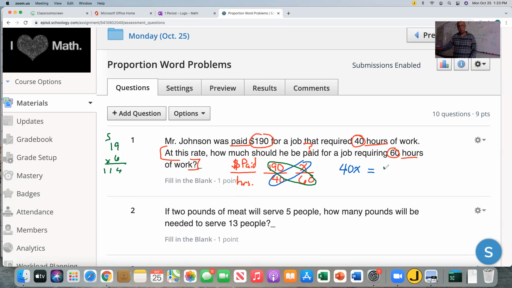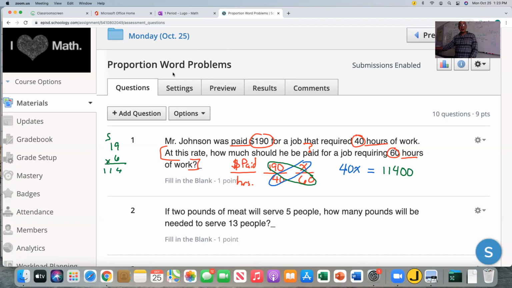So it's going to be 11,400 because of the two zeros at the end. Okay. So 190 times 60, which is 11,400, is equal to 40x. All I did, ladies and gentlemen, is I cross multiplied. And on either side of an equation, I put 40x and 190 times 60 right here.